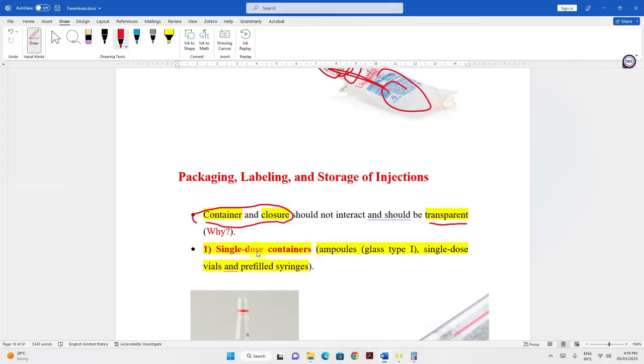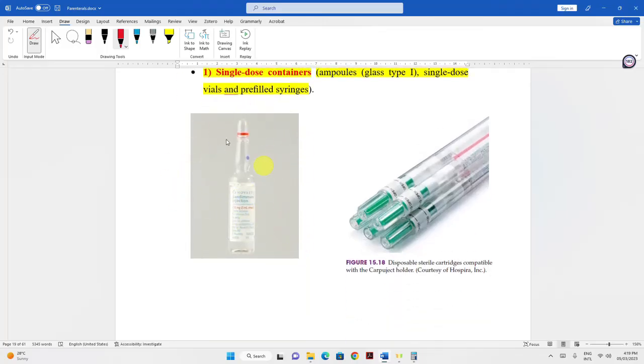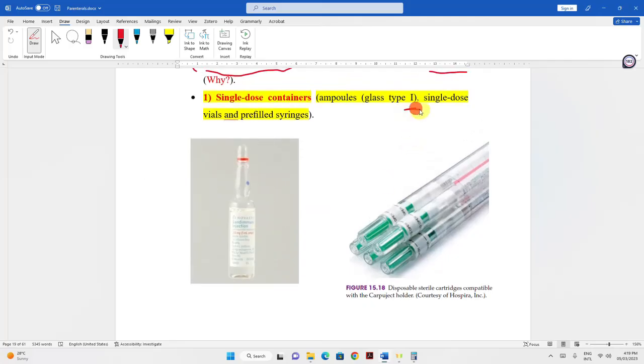Now, single dose containers, meaning for a single dose, can be in the form of ampules, and this glass ampule will always be from glass type 1. Okay, because there are 4 types of glasses: glass type 1, glass type 2, glass type 3, and glass type 4. The one that is most resistant is glass type 1. It's resistant to chemical degradation and leaching. It's the best one, and it's used for ampules.